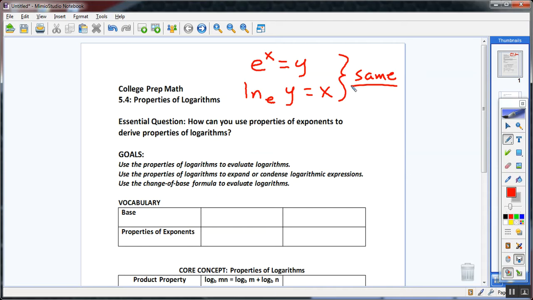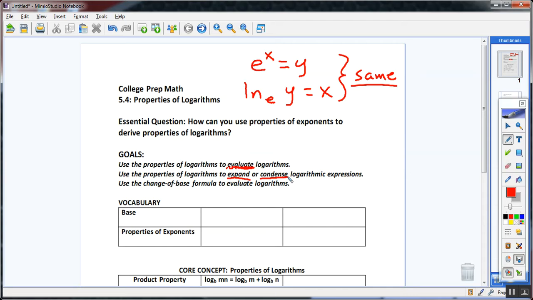So in order to answer this question, first of all, we're going to have to use the properties of logarithms to, what's the word here, kids? Evaluate logarithms. We want to do that. We also want to use properties of logarithms to expand or condense expressions. Okay? And then we're going to use what's called the change of base formula to evaluate logarithms.